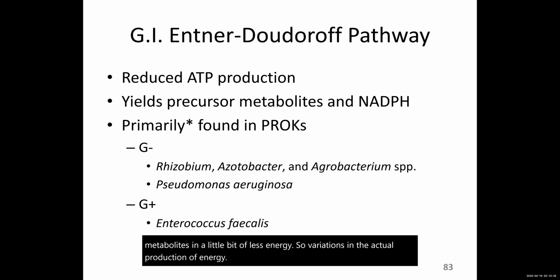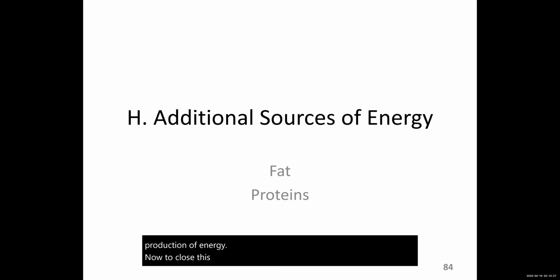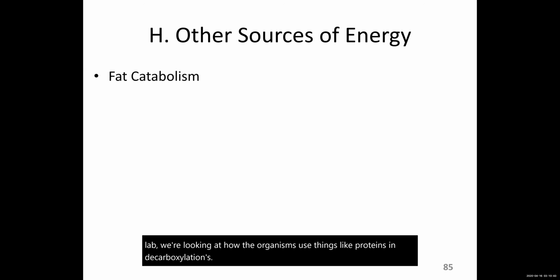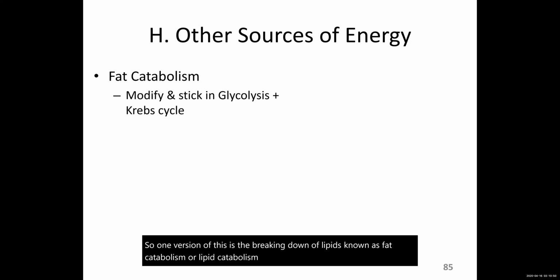Now, to close this off, before we go into anabolism, most of the time people end up asking, what about using other sources of energy, which are typically your fats and proteins? And this is what we're doing in the lab. We're looking at how organisms use things like proteins in decarboxylations. One version of this is the breaking down of lipids, known as fat catabolism or lipid catabolism. The idea here is you take some of those components, break them down, and introduce them into glycolysis in the middle or into the Krebs cycle.